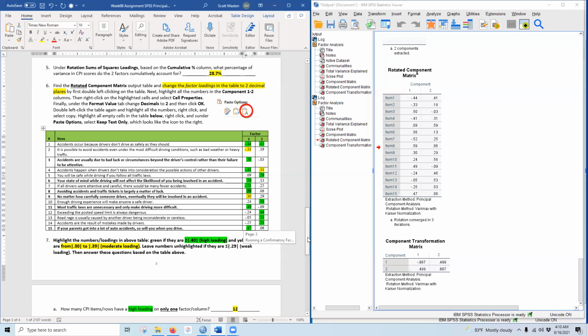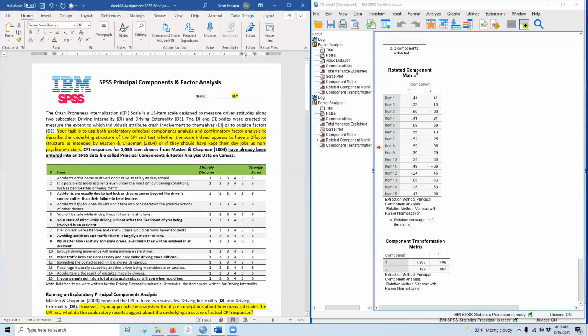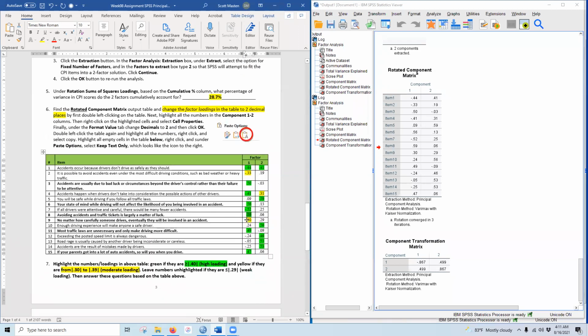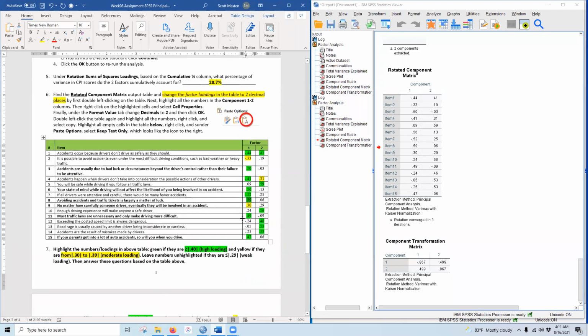So what is item 7? Drivers were attentive and careful. There would be many fewer accidents. Okay, sounds good. So that, oh gosh, I could have just read it here, huh? Oh no, did I do 7? No. It's actually, good Lord, sorry, it's 8. Avoiding accidents and traffic tickets is largely a matter of luck. This one seems to have to do with luck.